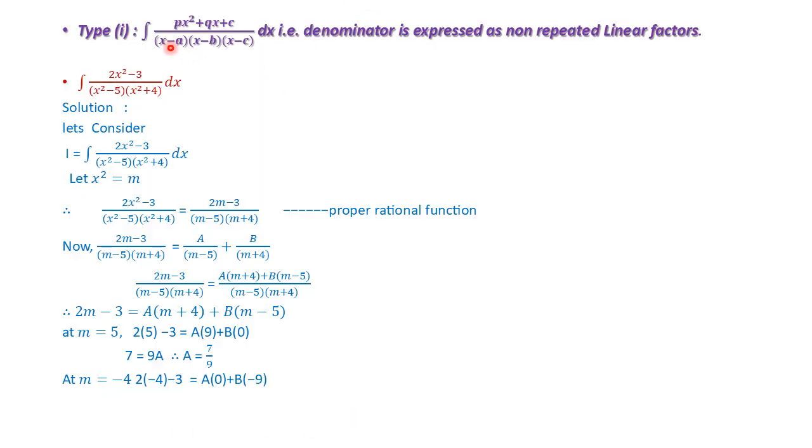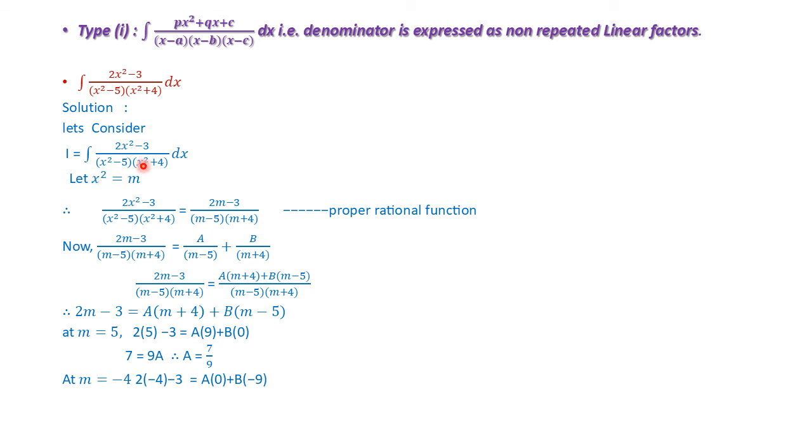By considering these, for the first type of denominator, that is if the denominator has non-repeated linear factors, let us consider the example. Now this example is given for quadratic factors. You may think that there is a quadratic factor, that is x square, but see how we will do it.